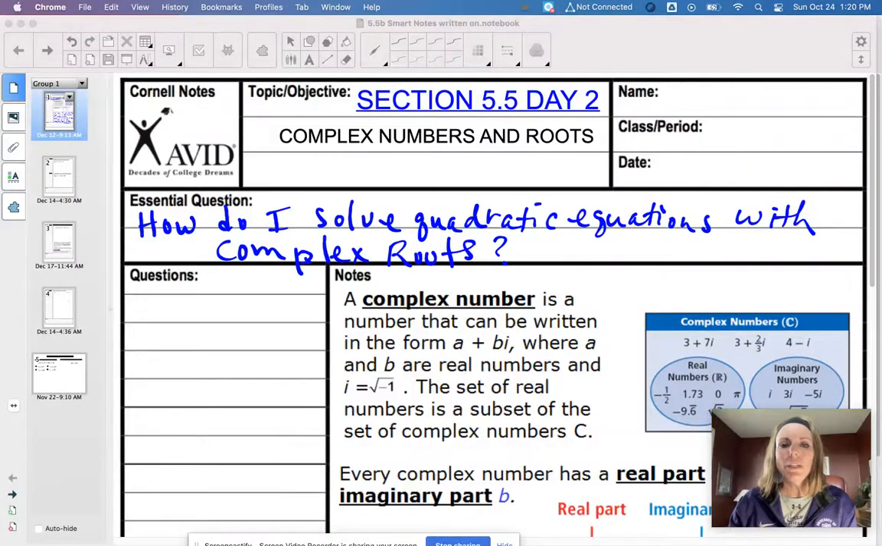Section 5.5, Day 2, Complex Numbers and Roots. Please write down the essential question. How do I solve quadratic equations with complex roots?